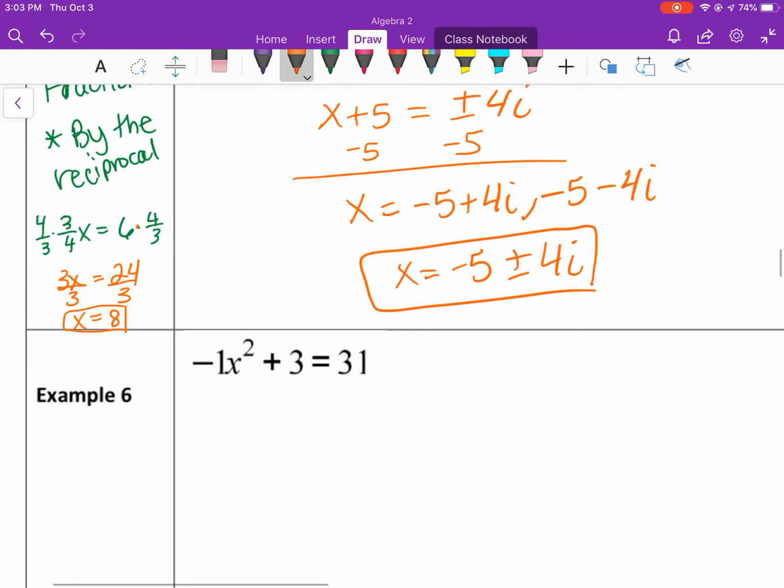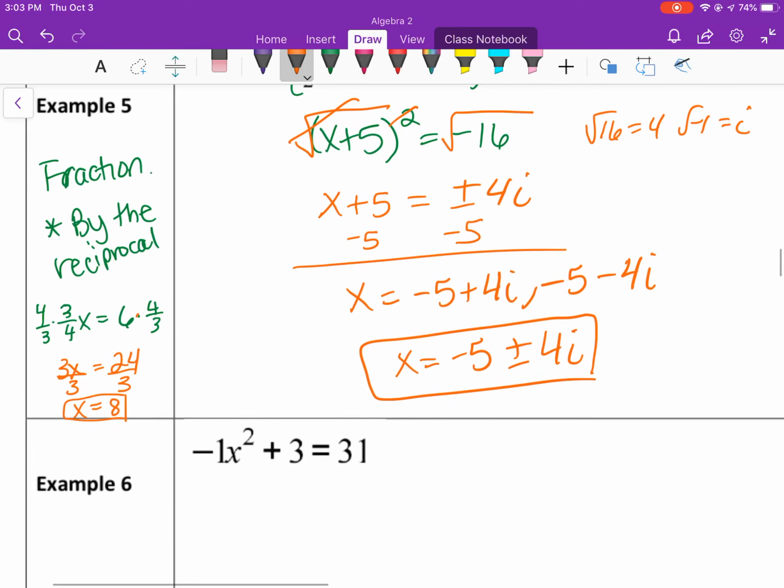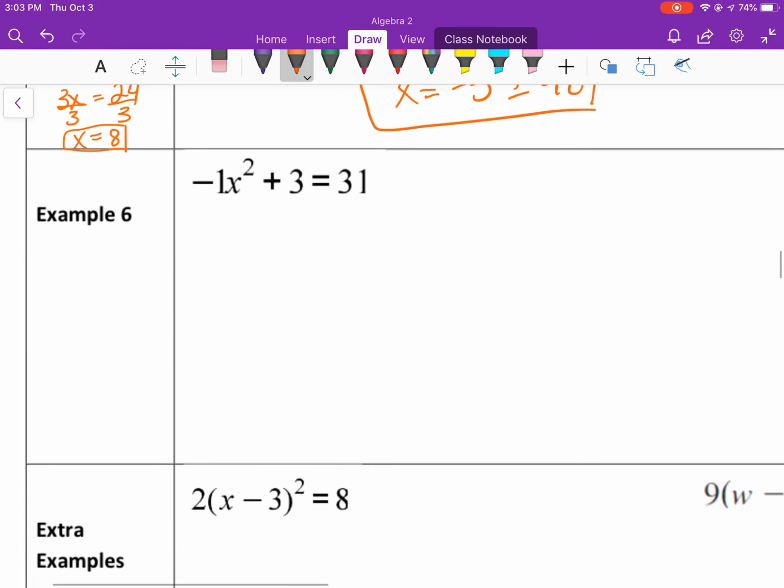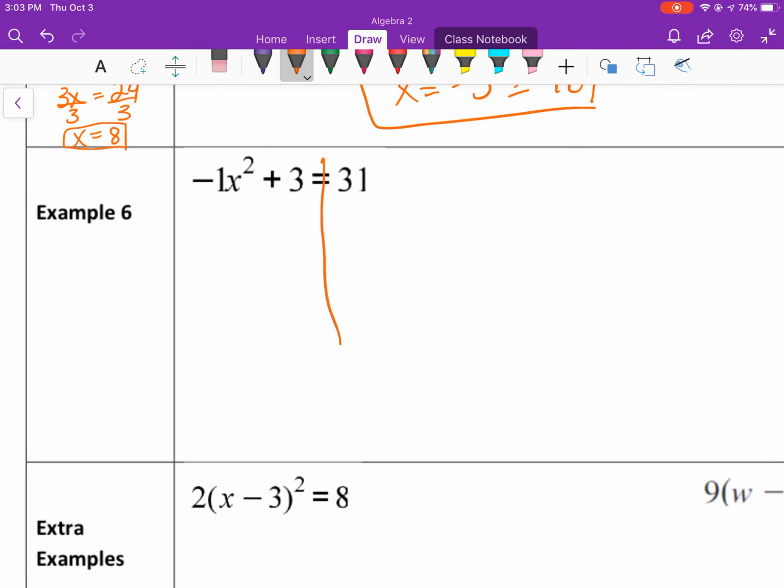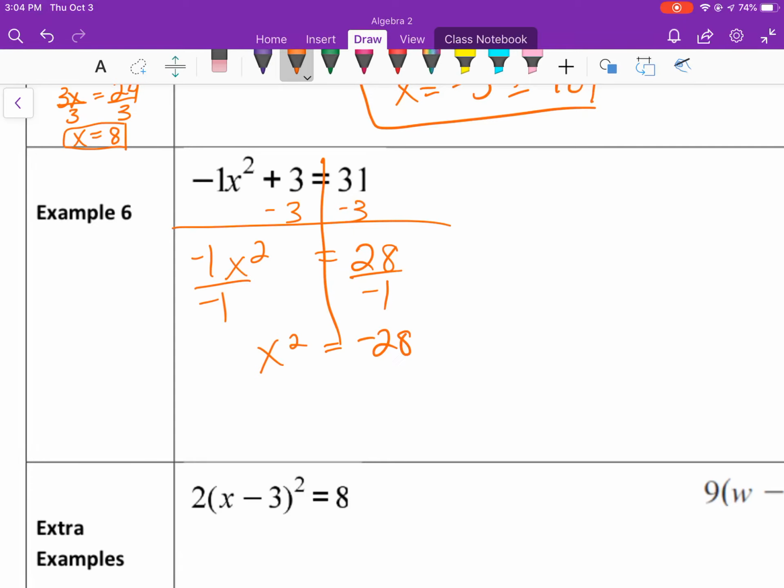Let's do one more, and the rest look like extra examples if we need them, but let me do one more for you. So here I'm going to start by subtracting the 3. I want to isolate the x squared. -1 x squared equals 28. Divide by -1. X squared equals -28.